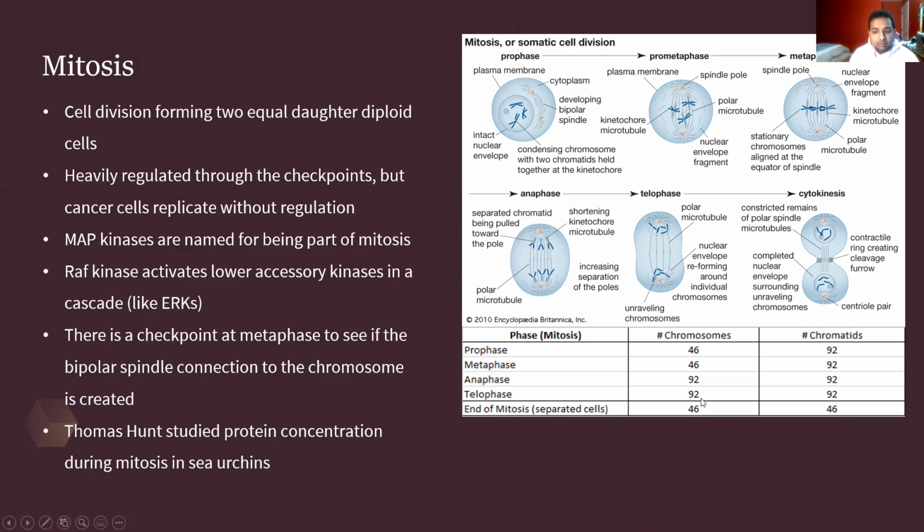So this is a count of chromosomes and chromatids. Chromosomes are the X's, chromatids are each of these smaller ones.